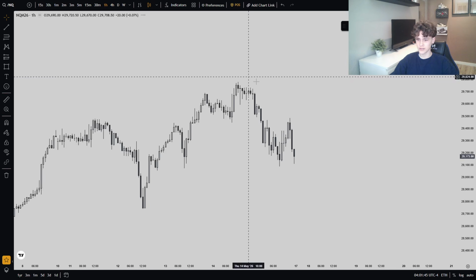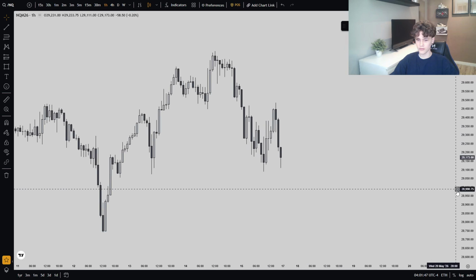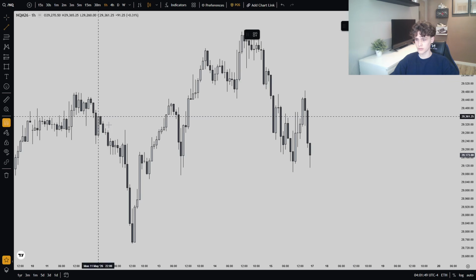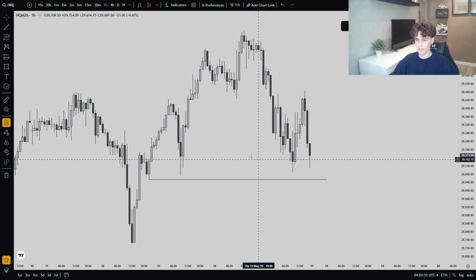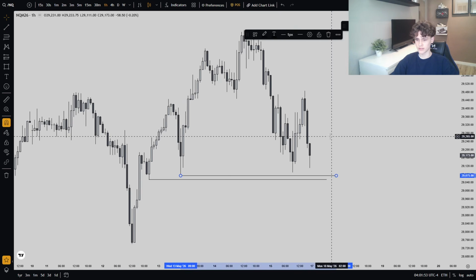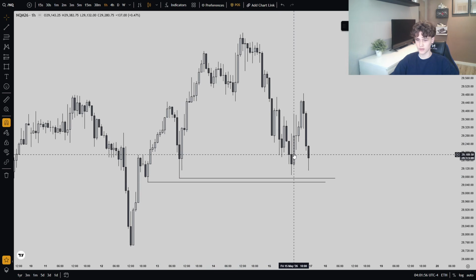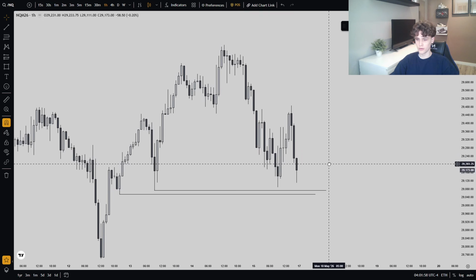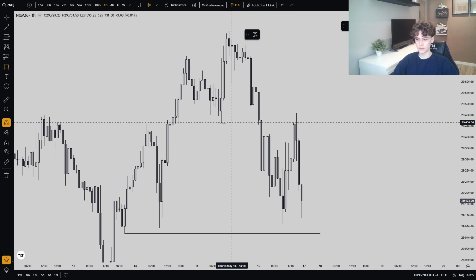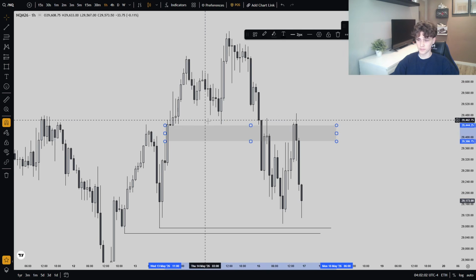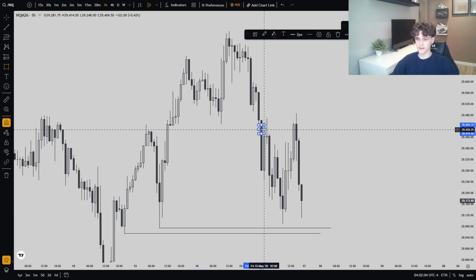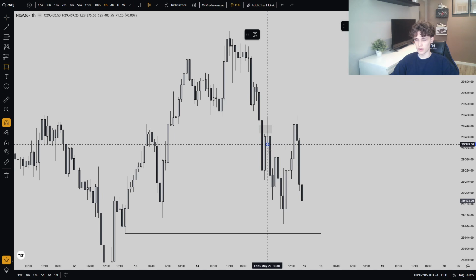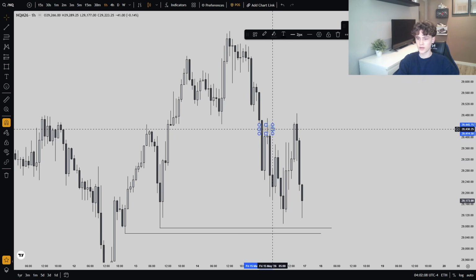Coming into the AM session, around here, I took two break-even trades on shorts, but my drawn liquidity were these relative equal lows. As you guys can see, AM session was around here, pretty low in the range. But what I noticed is we were disrespecting these bullish gaps, and we were respecting these bearish gaps over here and then over here. So we were clearly trending bearish.